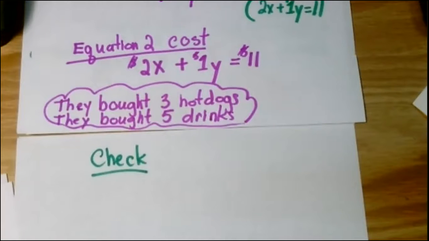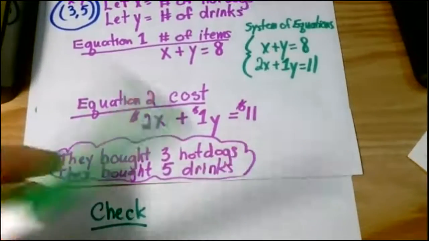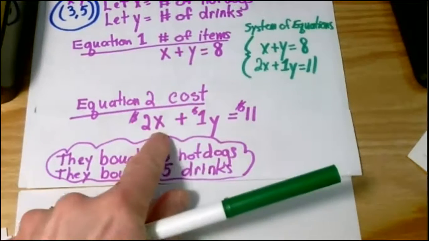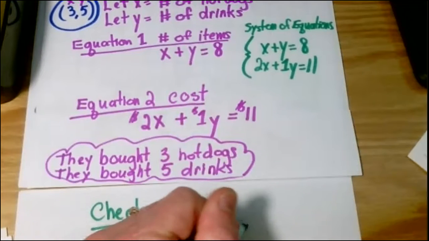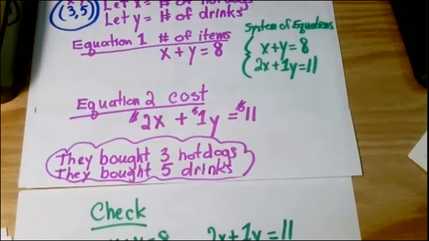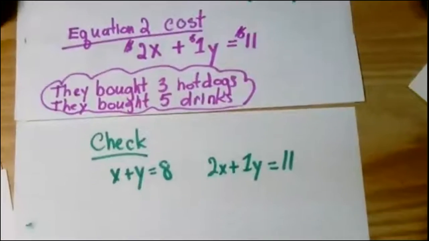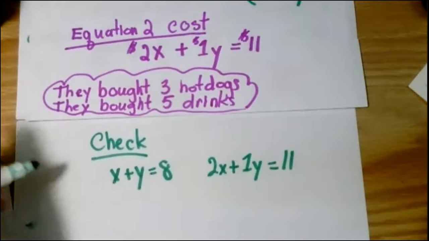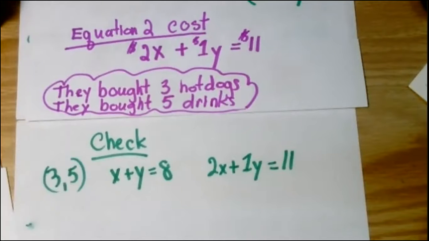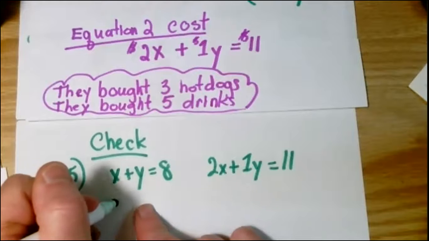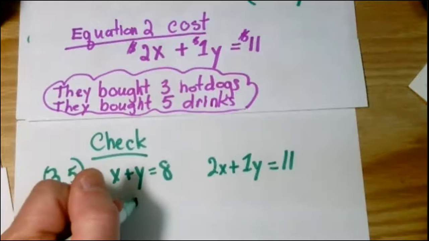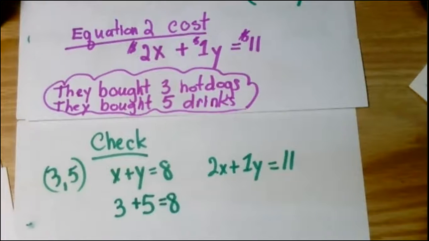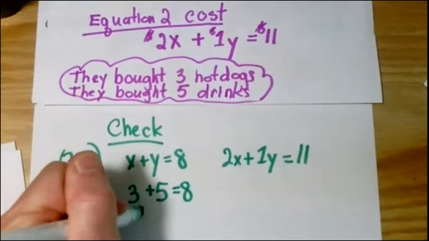We have our 2 equations. Let's go back up and see our equations. x plus y equals 8. And 2x plus 1y equals 11. So let's check by putting in 3 and 5 for the x and the y values. Remember we said our solution was 3 and 5. So we have bought 3 hot dogs plus 5 drinks, and that should be true that it equals 8. Is that true? Exactly. So this is a true statement.